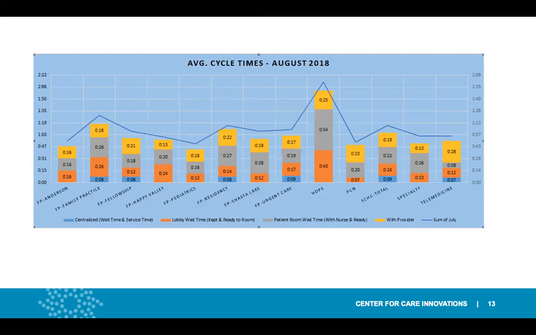You can see that obviously there's room for us to improve. The lobby wait times are pretty tall. In fact, the only one that looks really attractive is telemedicine. If you look at the stack there, pretty quick, not too long in the lobby, 12 minutes, 8 minutes in the patient room, and then 28 with the provider. The goal really should be to have all of your columns look as much like that as possible. And you can see we've got tremendous variation.